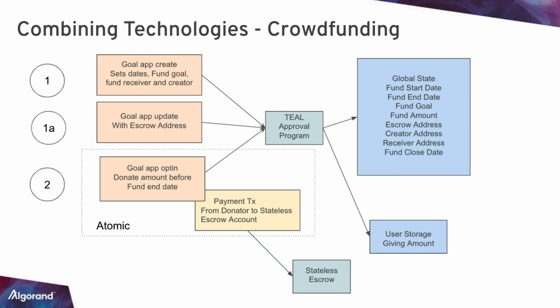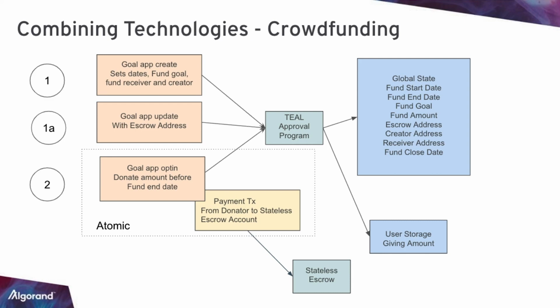And to implement that on Algorand is fairly simple. You create a stateful smart contract that has these global state variables: the fund start date, the end date, the fund goal you're trying to reach, the current fund amount that you've already raised, an escrow address to hold all of the donated funds, the creator of the smart contract, who the intended recipient of the fund is, and a final fund closeout date so that you can clear out all the funds that are not being claimed.